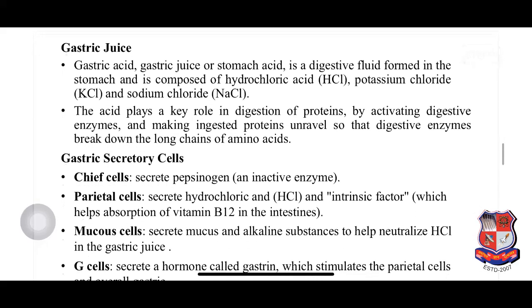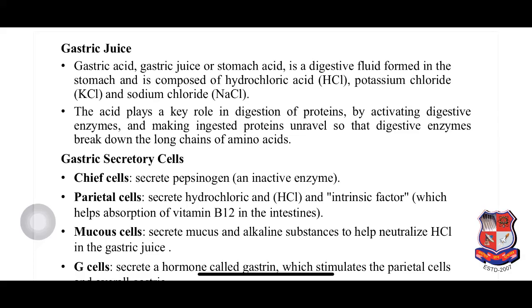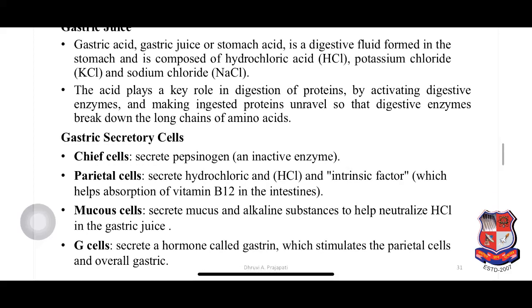Next is about the gastric juice. Gastric acid, gastric juice or stomach acid is a digestive fluid formed in the stomach and is composed of hydrochloric acid, potassium chloride and sodium chloride. The acid plays a key role in digestion of proteins by activating digestive enzymes and making ingested protein unravel so that digestive enzymes break down the long chain of amino acids.